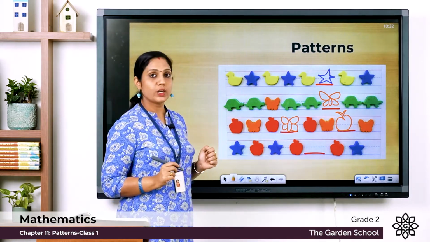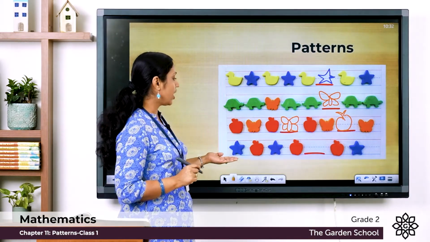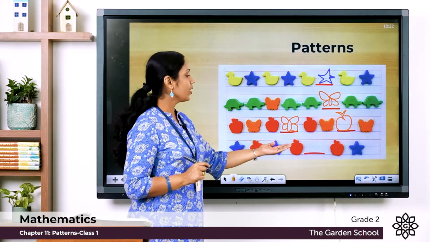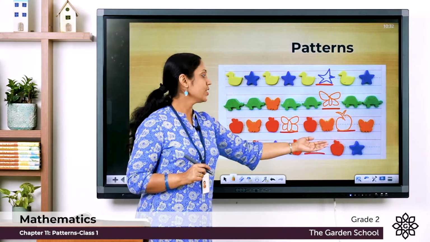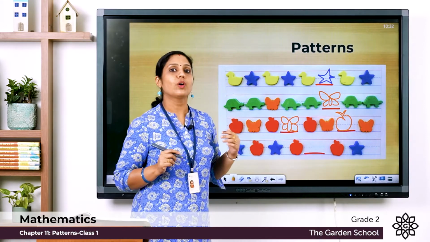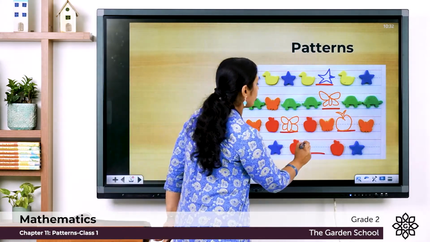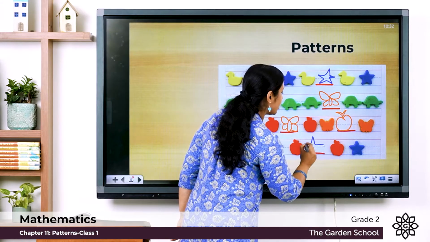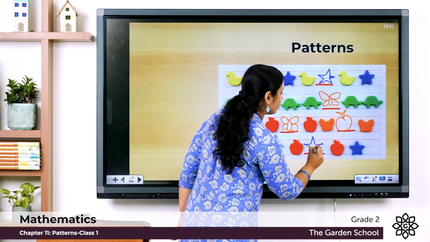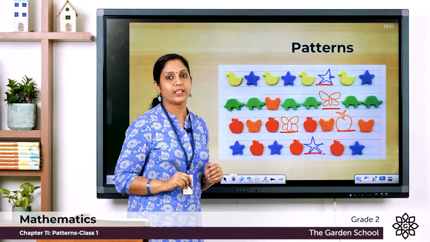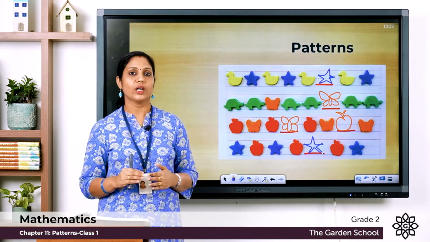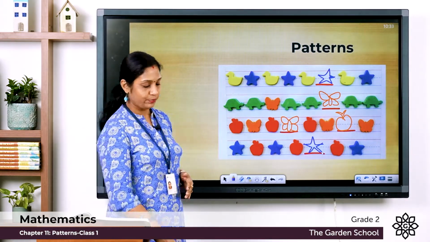Let's look at the last one. Here we have a star, pomegranate, star, pomegranate, dash, pomegranate, star. So what has to come here? Here star has to come. So let's draw a star and complete this pattern here. So this is how the pattern is completed. So hope you are clear with the concept of patterns.